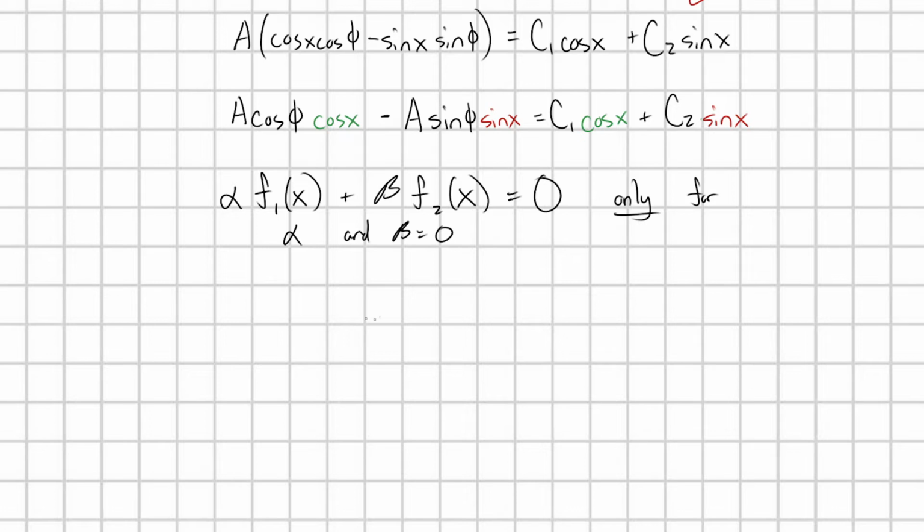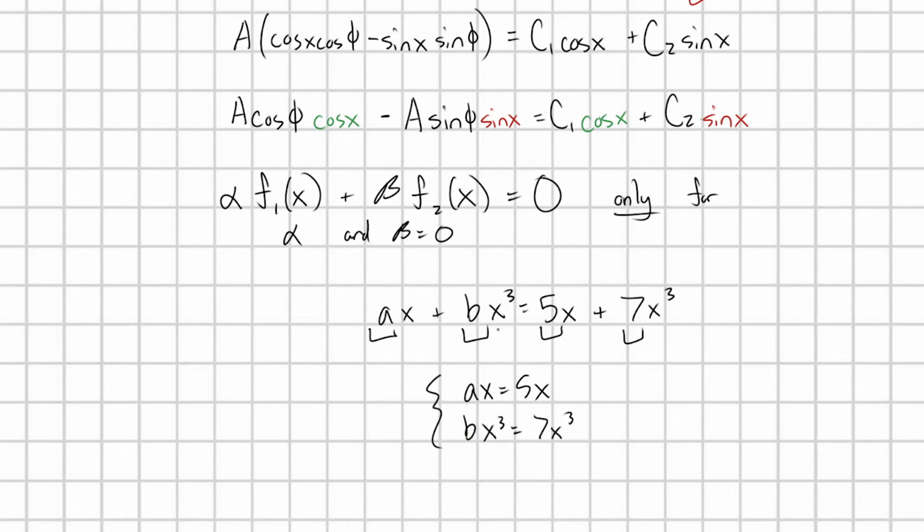But again, it's very common sense, right? If I had a times x plus b times x cubed, and this was equal to 5x plus 7x cubed, I think anyone could tell me in this situation that a is equal to 5 and b is equal to 7, right? Because what you're implicitly doing is you're saying ax equals 5x and bx cubed equals 7x cubed. In your mind, you're implicitly breaking it down into two equations, right? What I'm saying is that that is the exact same logic that we're going to use up here.